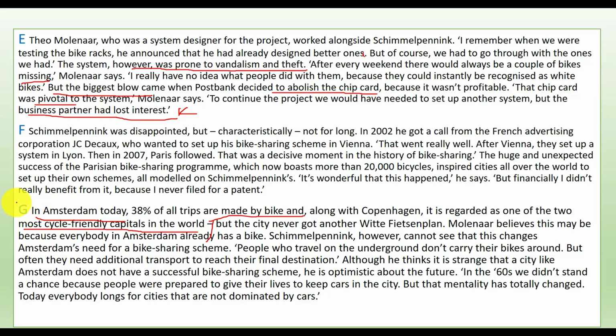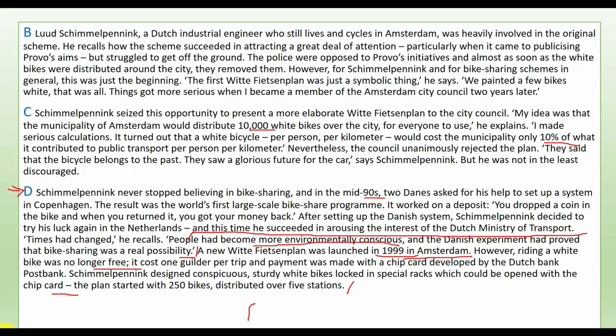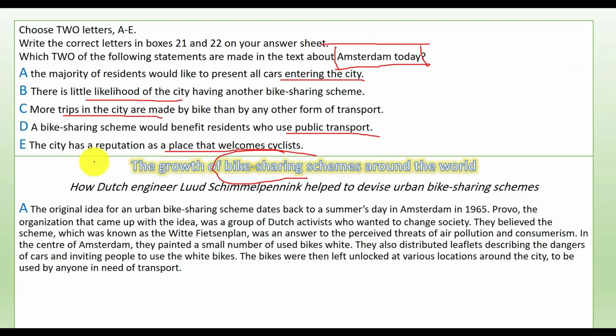Okay, that's enough. Let's go back to our options. The city has a reputation as a place that welcomes cyclists. Okay, that's correct. That's one of our answers. But the majority of residents would like to present all cars now. It has nothing to do with. And more trips in the city are made by bike than by any other form of transport.